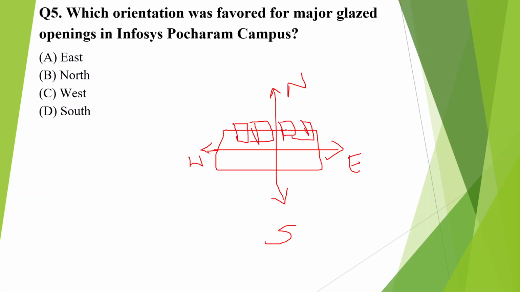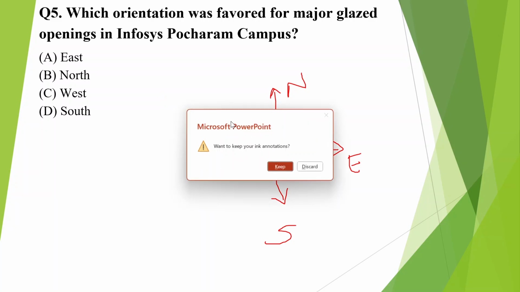So option B is the correct answer, northern side, because this will allow uniform daylight, and that will also help you to minimize the heat gain in Indian climatic conditions. This strategy was employed there. So option B, north, is the correct answer for this particular question.